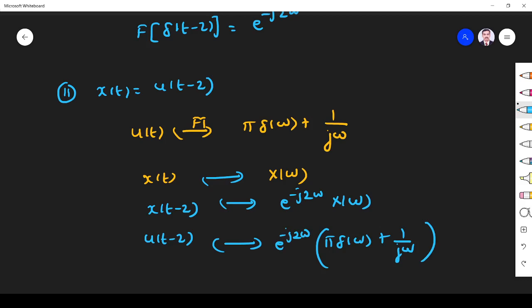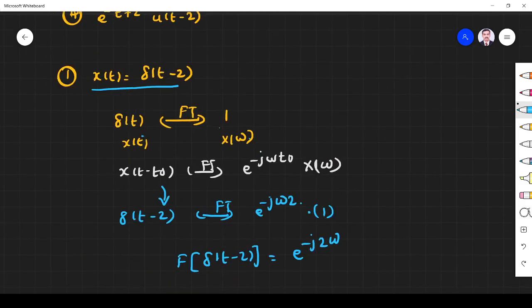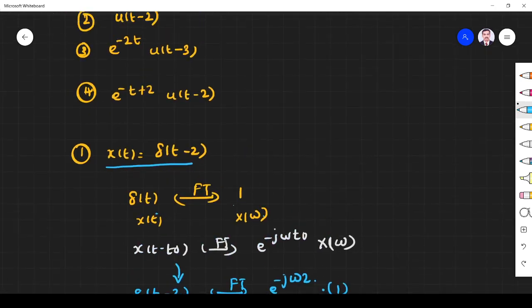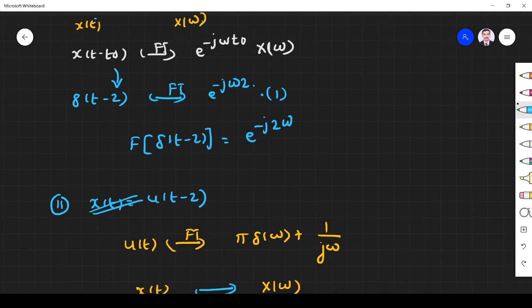Are you understanding the logic? So I take my equation u of t as x of t, for that X of omega is this Fourier transform. Then x of t minus 2 is u of t minus 2. It is very simple to understand. So u of t minus 2 has Fourier transform e power minus j2 omega into pi of delta omega plus 1 by j omega. Simple problem. Third one is e power minus 2t u of t minus 3.